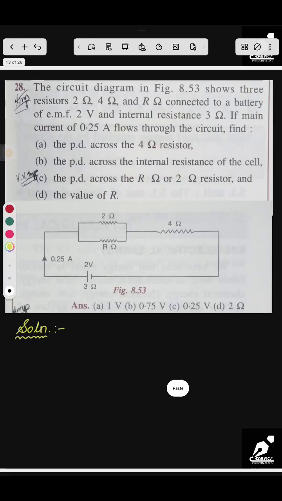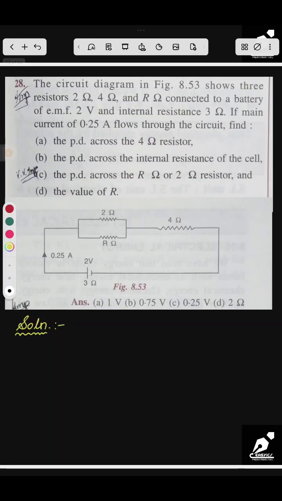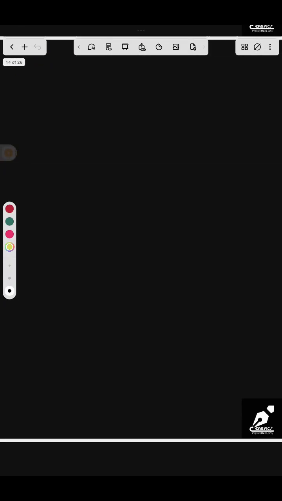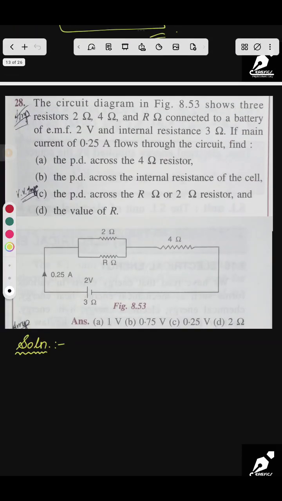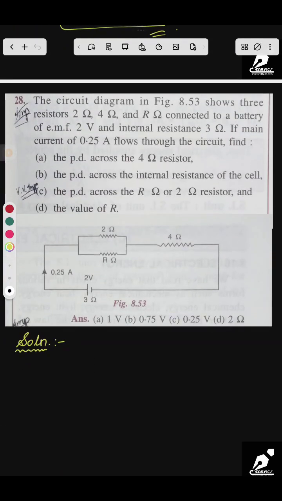Okay, now let's get into the next question. Okay, I can see it is a huge one. I've added sufficient pages. The circuit diagram shows three resistors, 2 ohm, 4 ohm, and R ohm, connected to a battery of EMF 2 volt. Internal resistance 3 ohm. The mains current is flowing as 0.25. Very fine. We are asked to find out the potential difference across the 4 ohm resistance.